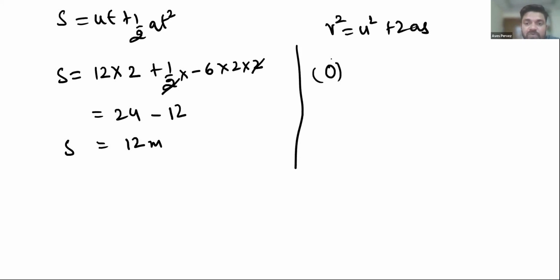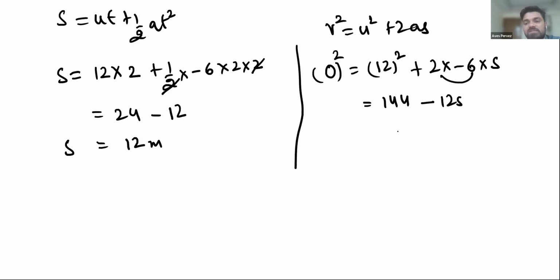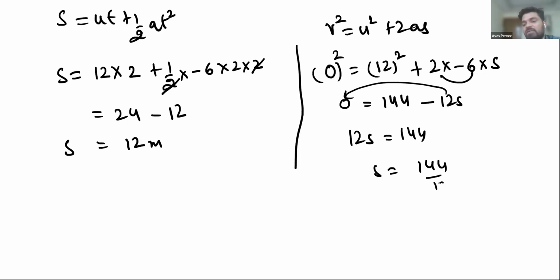Another way, if you consider, since things are given, you can consider V as 0 because the object will stop. So V square is equal to U square. You need to calculate the initial velocity, because you can't solve this without it. So the initial velocity that you have calculated, you put it: 12 square plus 2 into A, which is minus 6, into S, which you need to calculate. Again, 12 square is 144, and this gives you minus 12S, that is equal to 0. This 12S goes to that side, we will get positive 12S equals 144, and S equals 144 divided by 12. You will get 12. You can use either of these equations to solve this problem.